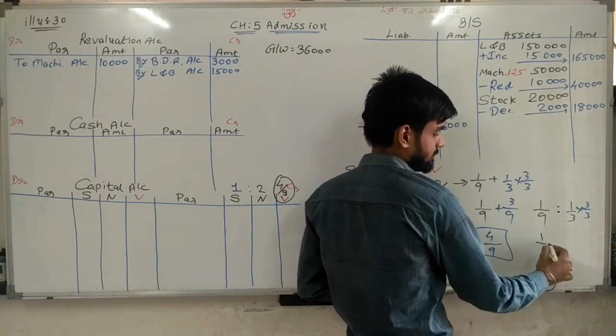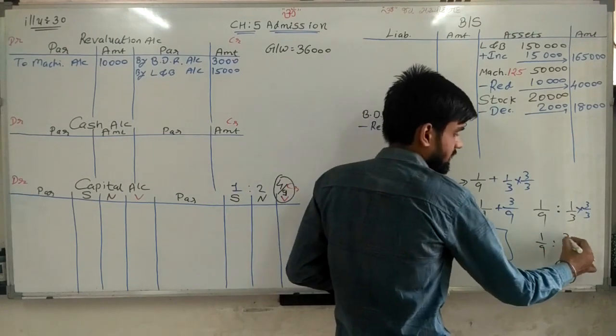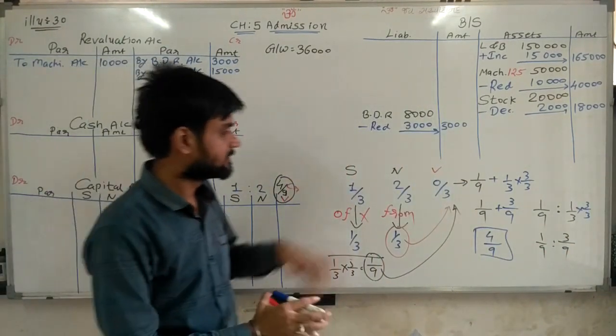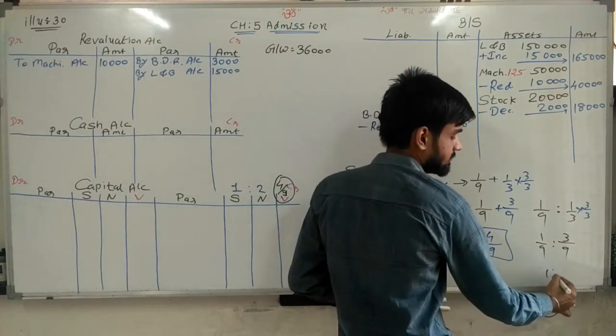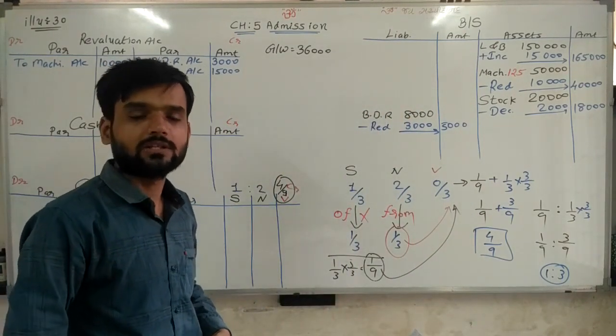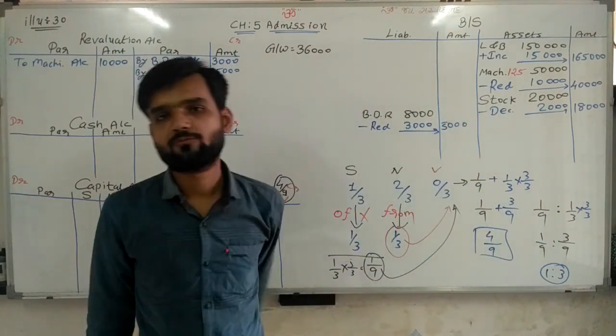So 1/9 sacrifice by S, 3/9 sacrifice by N. Now the 9s are the same, so I can write the sacrifice ratio is 1:3. Sorry, 1:3 is the sacrifice ratio.